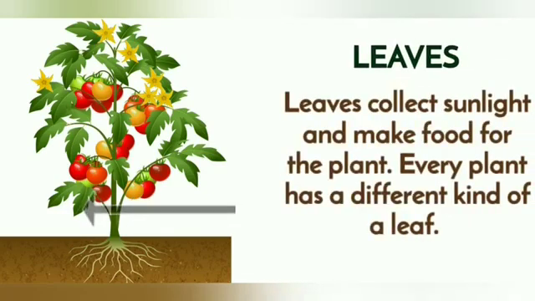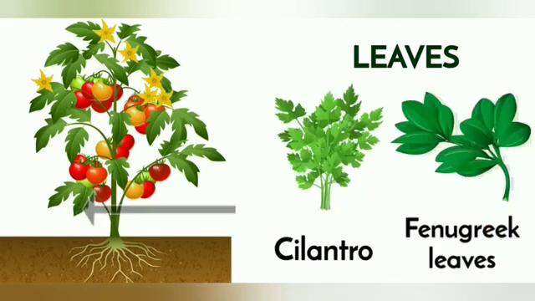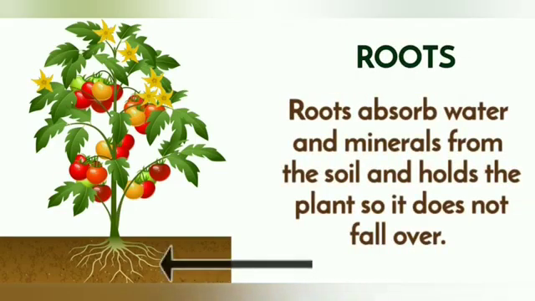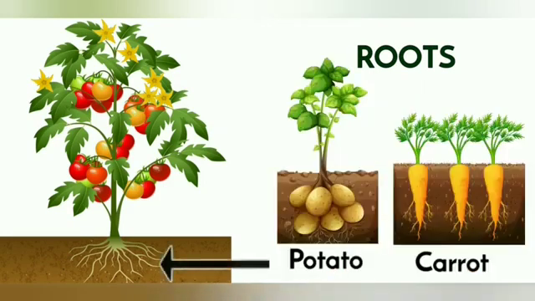Leaves. Leaves collect sunlight and make food for the plant. Every plant has a different kind of leaf. Some examples of leaf we eat are cilantro and fenugreek leaves. Roots. Roots absorb water and minerals from the soil and hold the plant so it does not fall over. Some examples of root we eat are potatoes and carrot.